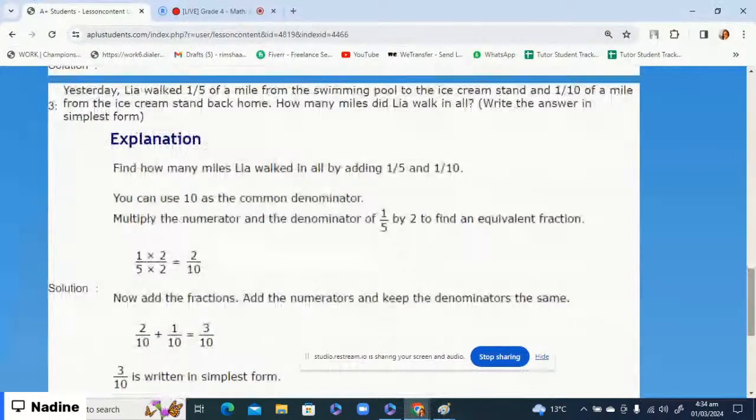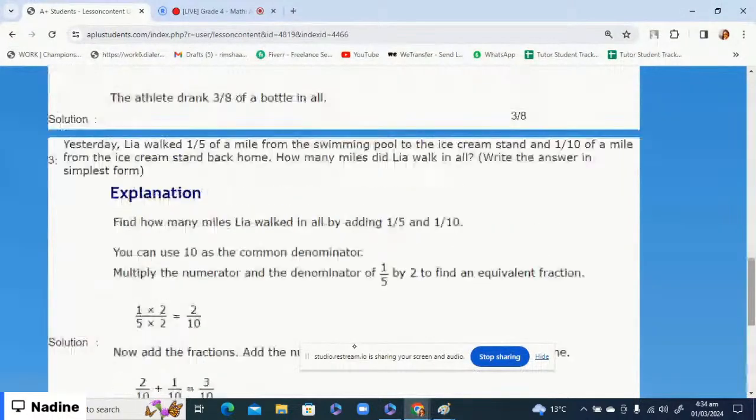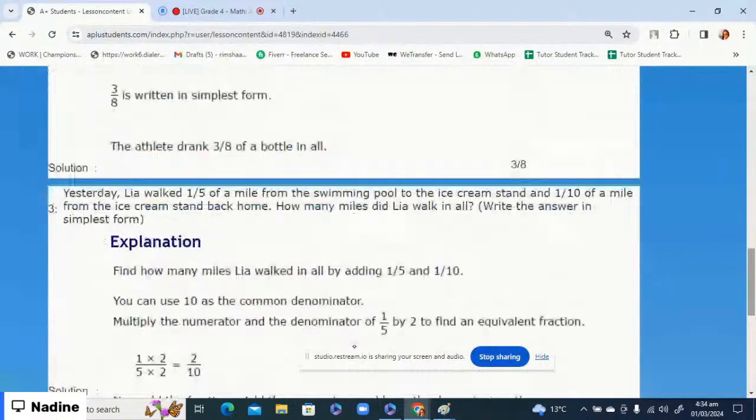Yesterday Leah walked 1 by 5 of a mile from the swimming pool to the ice cream stand, and 1 by 10 of a mile from the ice cream stand back home. Okay, first she walked from the swimming pool to the ice cream stand and then from the ice cream stand back home. How many miles did Leah walk in all? So we are just finding out how much Leah walked in all.